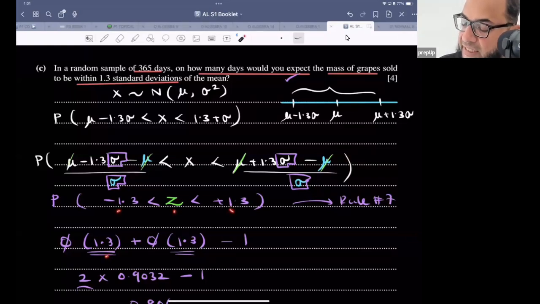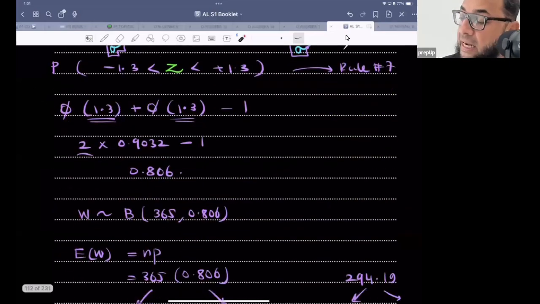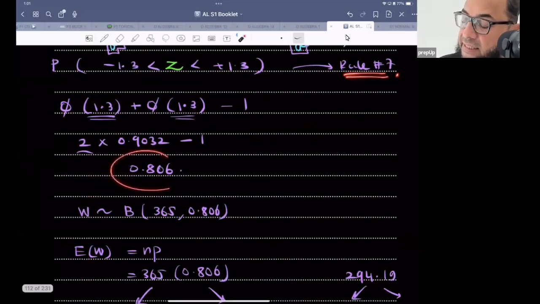One is positive, one is negative. Read the table for the first value, read the table for the second value. Naturally, you have to discard the negative sign. Rule number 7, and this is the answer.